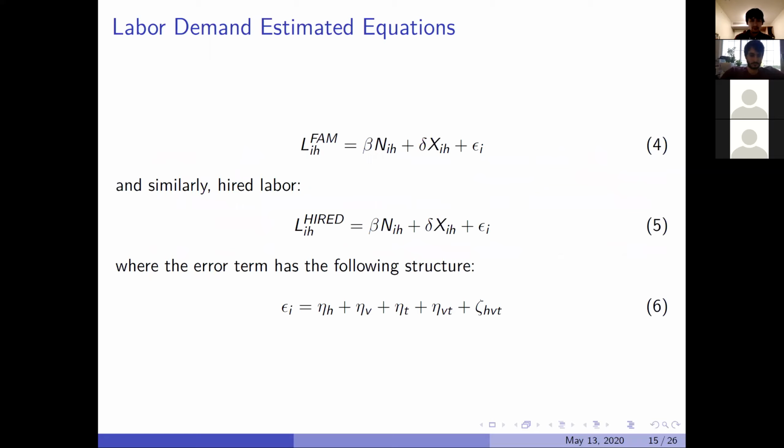Okay, now we're at the final part where I'm going to show the estimates of the separation tests. What these are at the end of the day are labor demand reduced form estimations. The left-hand side variable, the outcome variable, is going to be labor demand at the plot level. And we have two sets of regressions that I'm going to show you. First is family labor, and then second is hired labor.